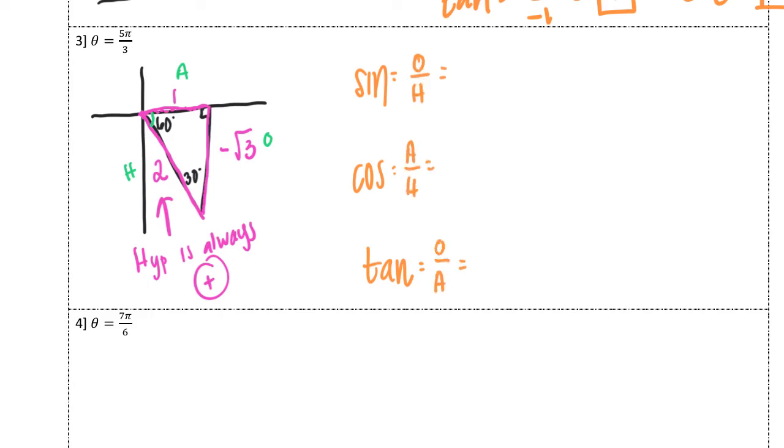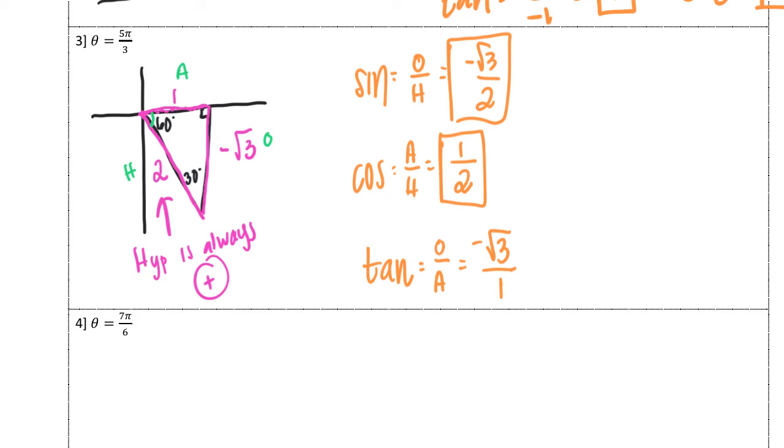For your sine, you should have done your opposite over your hypotenuse and gotten negative square root of 3 over 2. For your cosine, you should have done the adjacent over the hypotenuse and gotten a ratio of 1 over 2. For your tangent, you should do the opposite over the adjacent and get negative square root of 3.